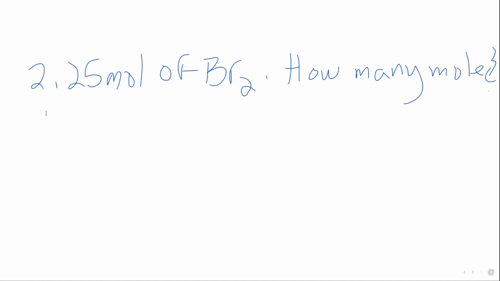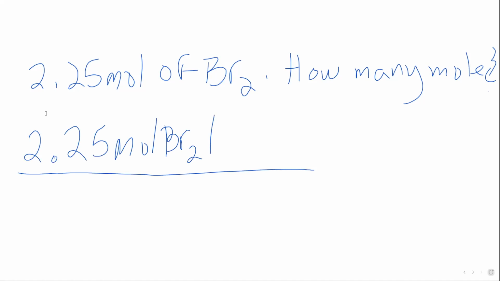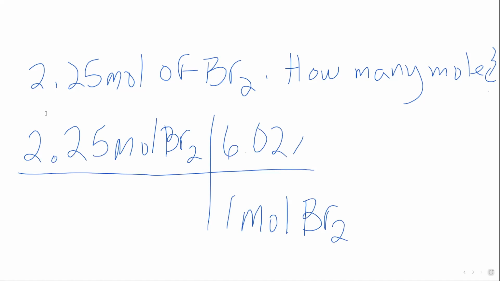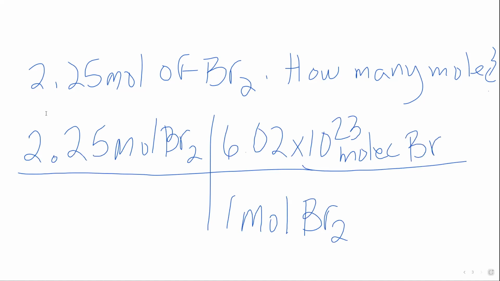So to start, we know how many we have, always. And we know it's bromine. You notice it didn't say atoms. So 1 mole of Br2 has 6.02 times 10 to the 23rd molecules of Br2. Once again, moles will cancel, and molecules is what we want.